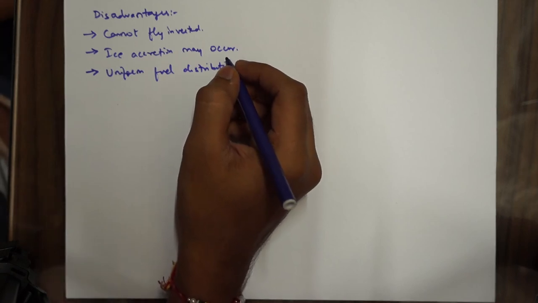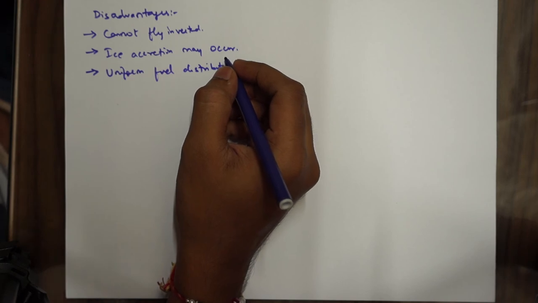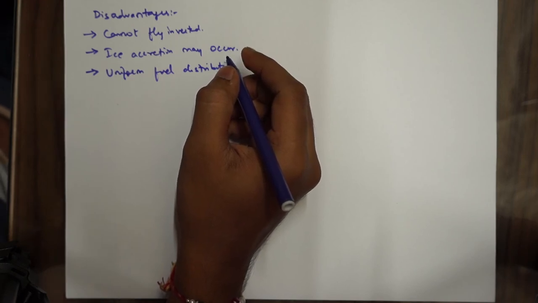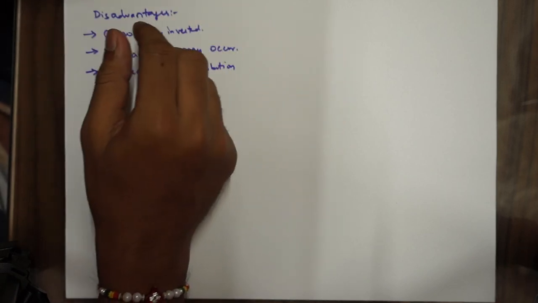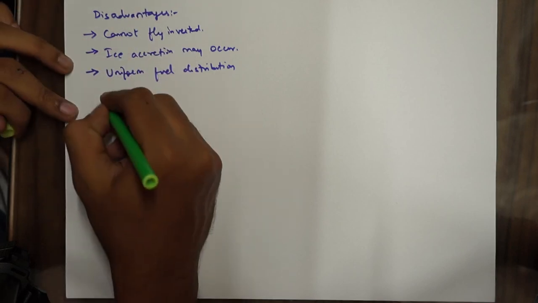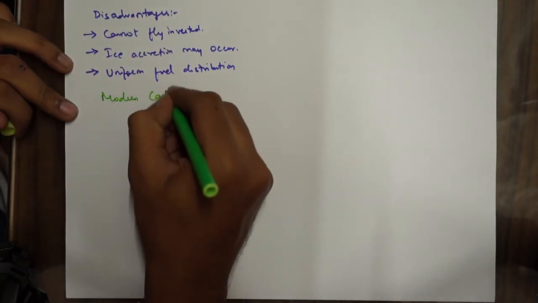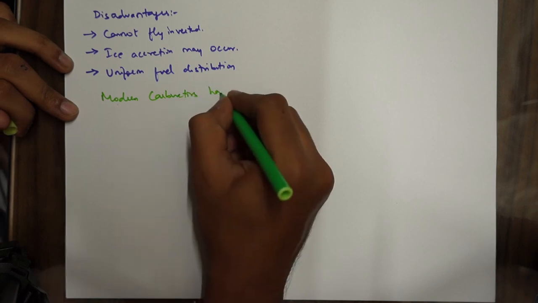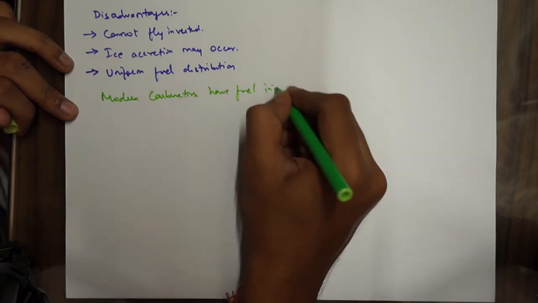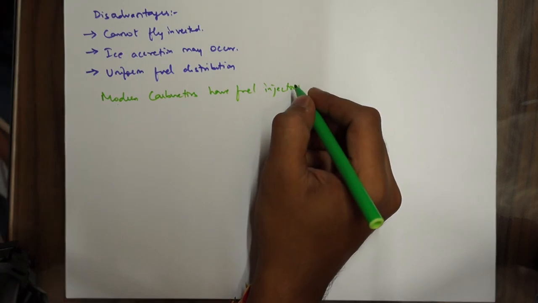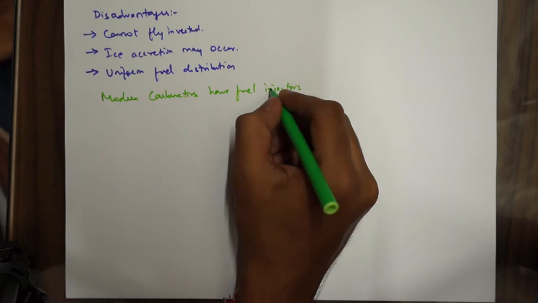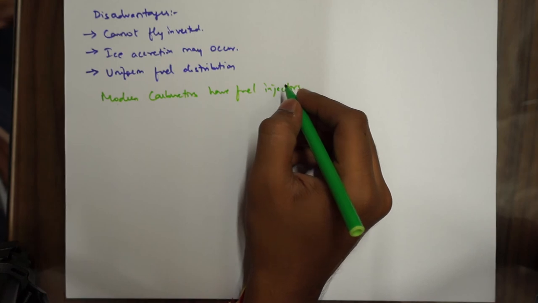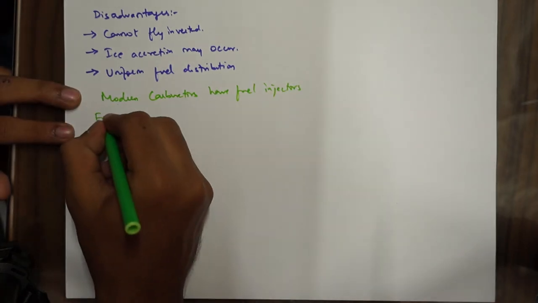So what are the modern types of carburetors? They are generally fuel injectors, the fuel injection systems. Modern carburetors have fuel injectors. So fuel injectors are basically engine driven pumps. They supply fuel in the gas turbine engines. In the gas turbine engines, EDPs do that. So what happens in a fuel injection system? I'll give a short brief on that.